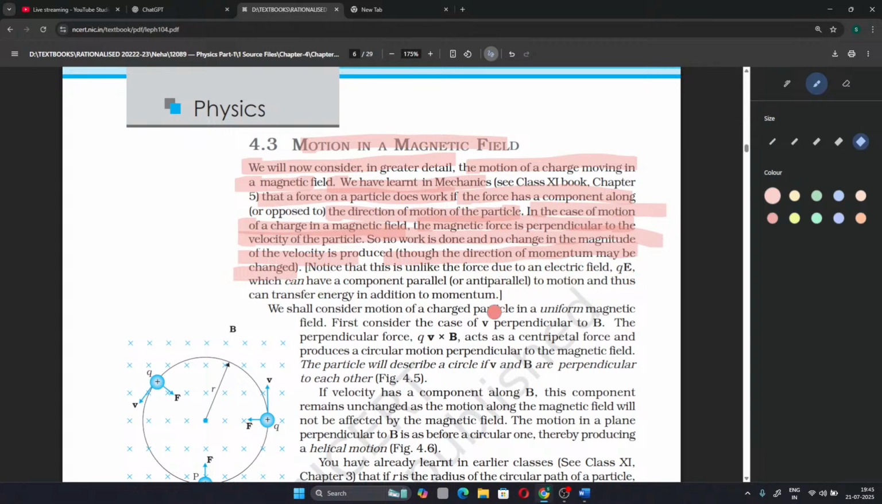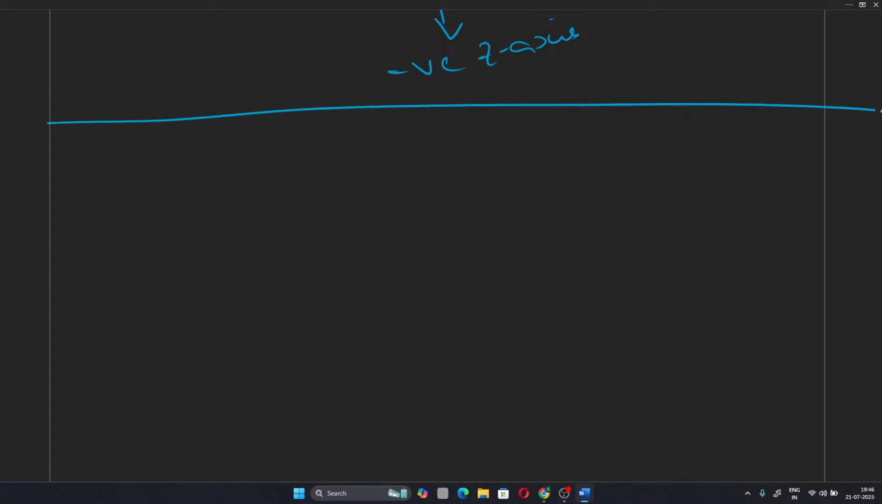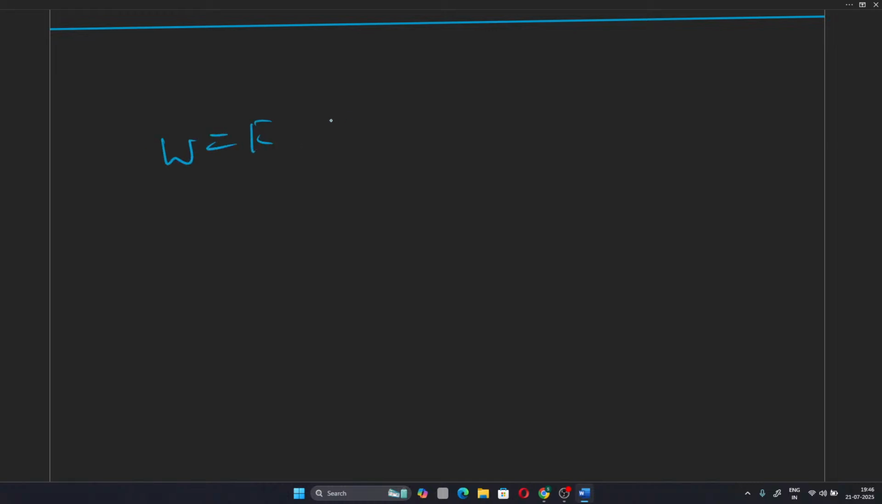Notice that this is unlike the force due to an electric field, qE, which can have a component parallel or anti-parallel to motion and thus can transfer energy in addition to momentum. Basically, they're saying that in mechanics, a force does work done only in certain cases. Let's assume work done equals F dot d, or Fd cos theta. So when theta is 90 degrees, work done will be 0.